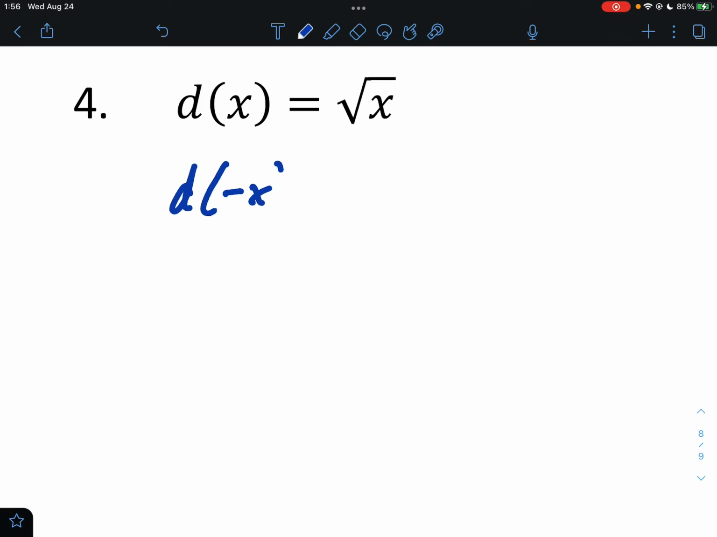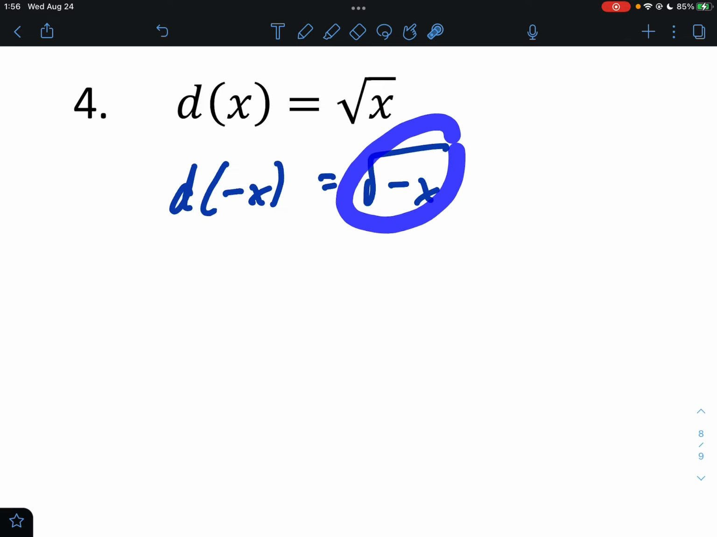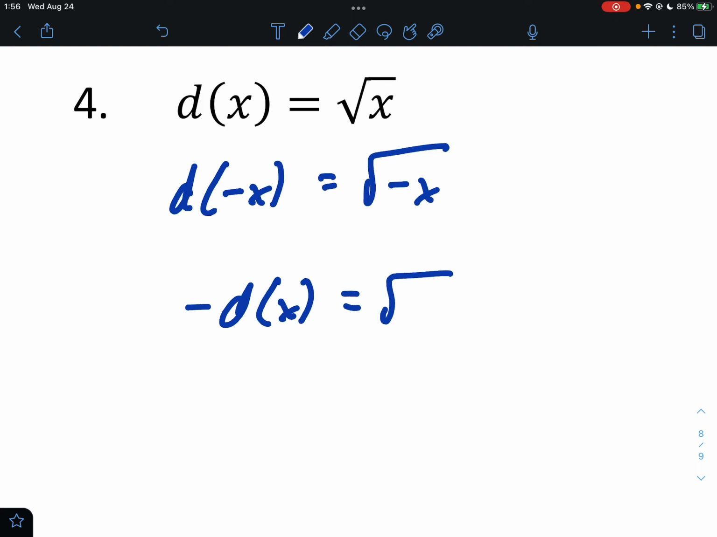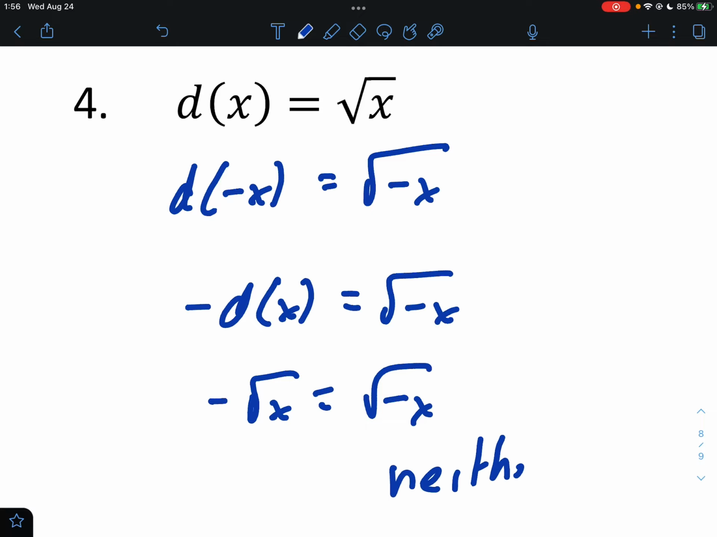D of negative x would be root negative x. Is that the same as the original function? It is not, so it's not even. But then your question is, does it equal the opposite of the original function? Okay, so is negative root x the same as root negative x? And that answer is also no. So this one is neither. It's not even nor odd.